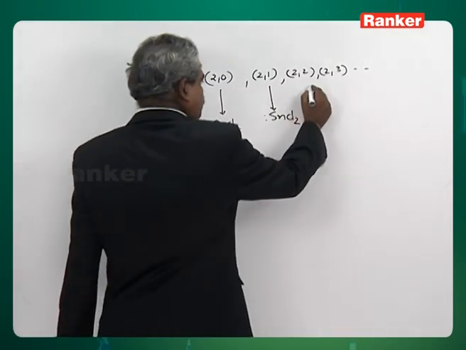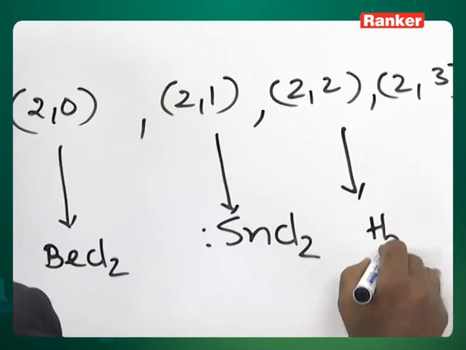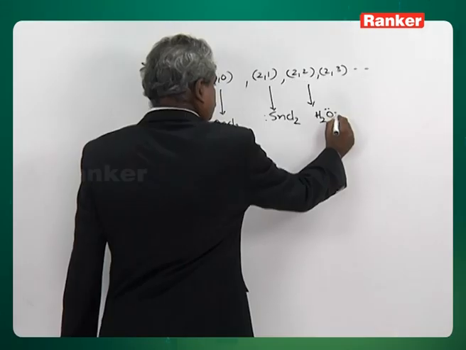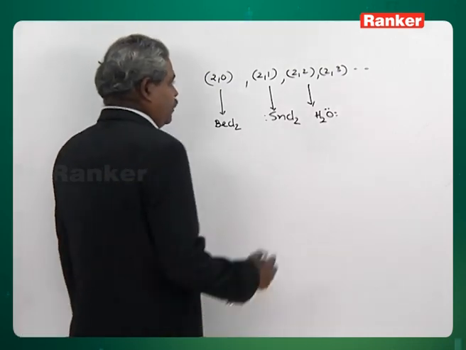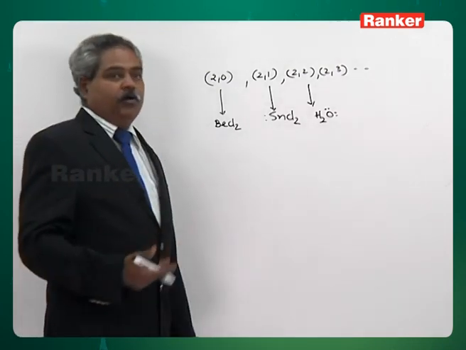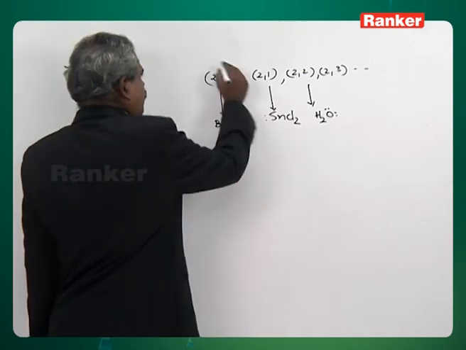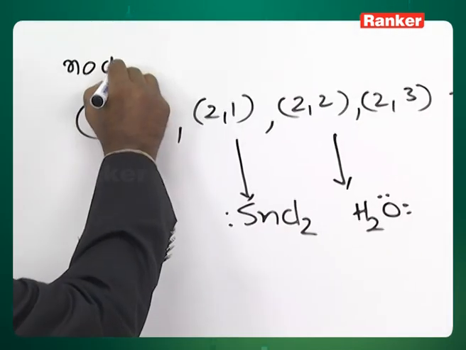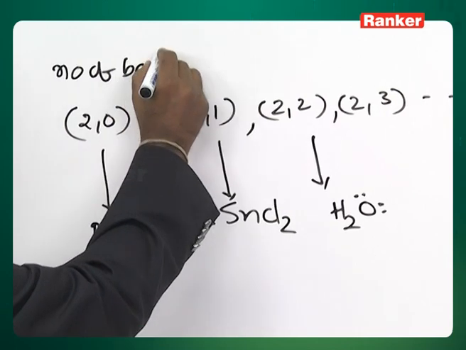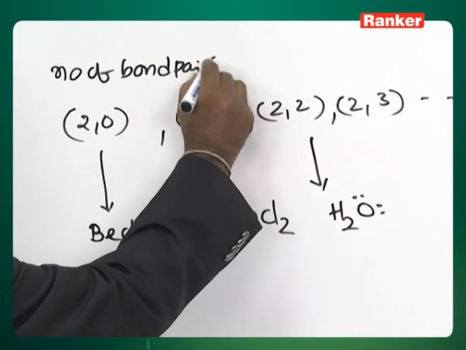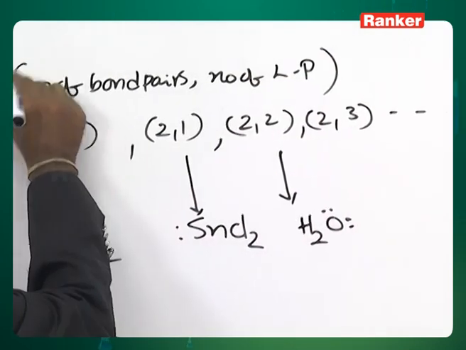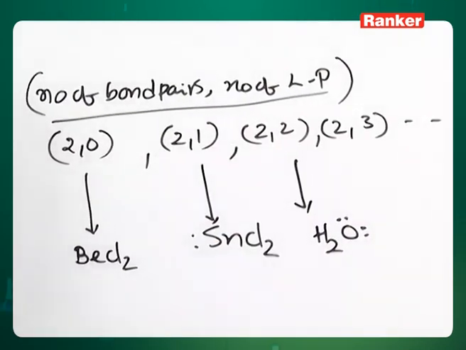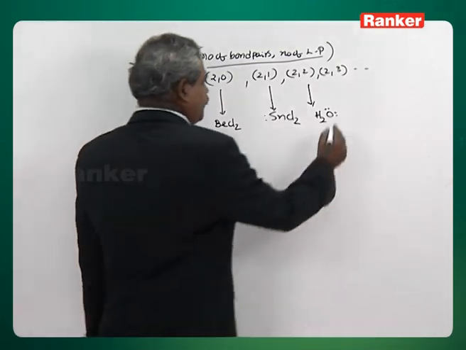2, 2: H2O, 2 bond pairs and 2 lone pairs. 2, 3: too many lone pairs. What are the number of bond pairs and number of lone pairs? Shape depends precisely on this. 2, 3: XeF2.